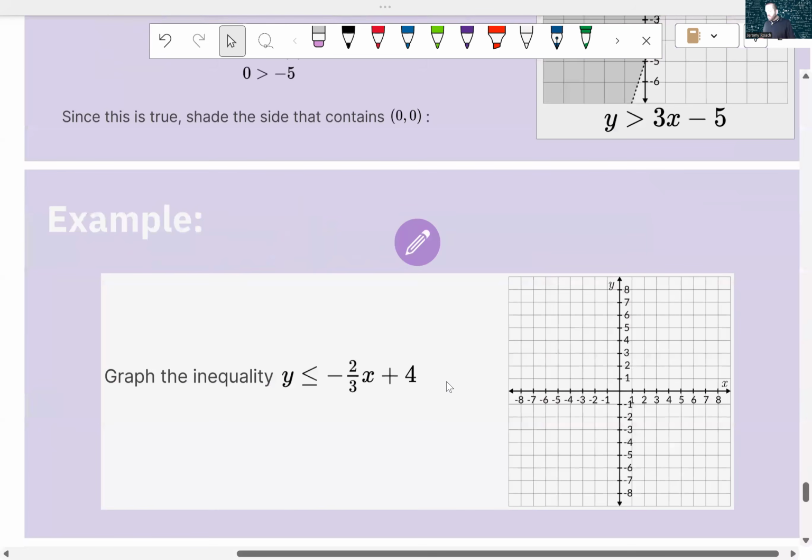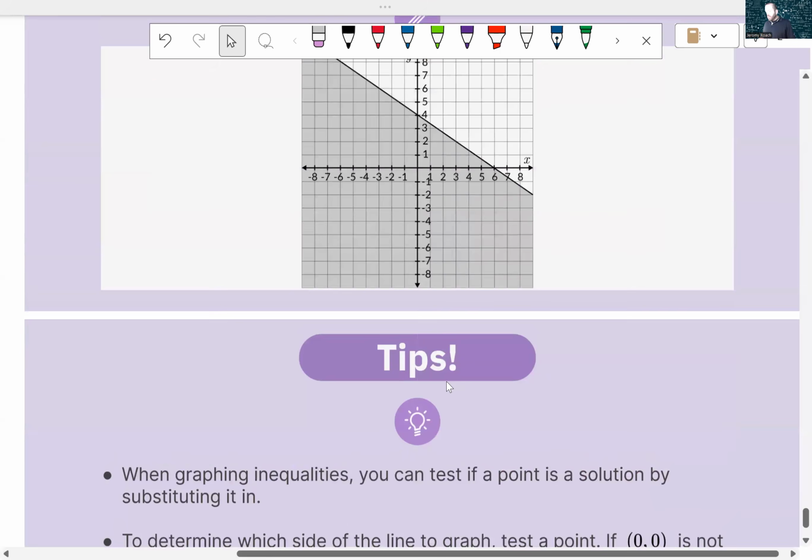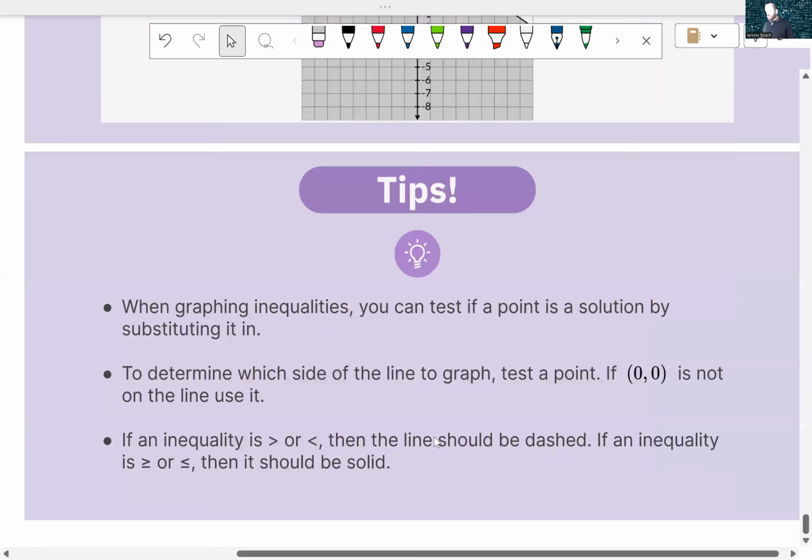All right, so I believe that's all of the examples. There's just a couple more examples on the slides here. Again, you can use a test point. You can use 0, 0. Dotted lines don't have an equals. Solid lines can be equal to, so less than or equal to or greater than or equal to.